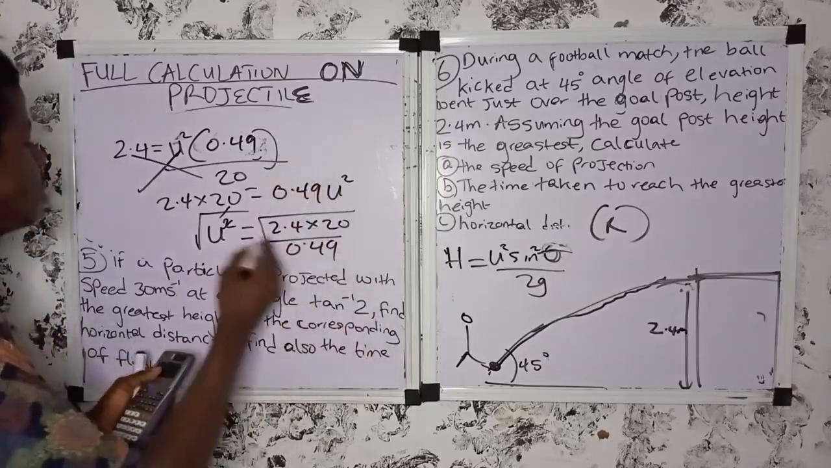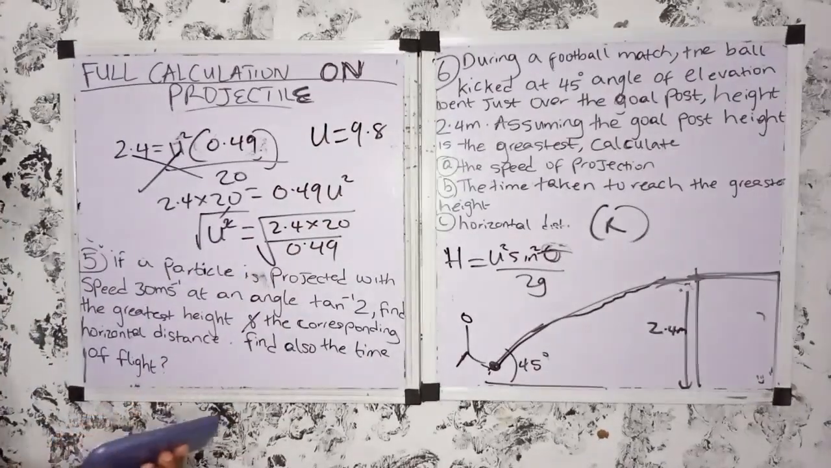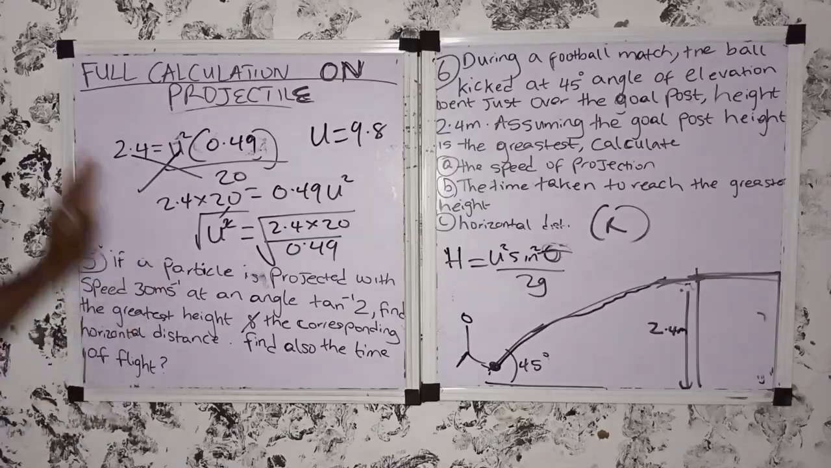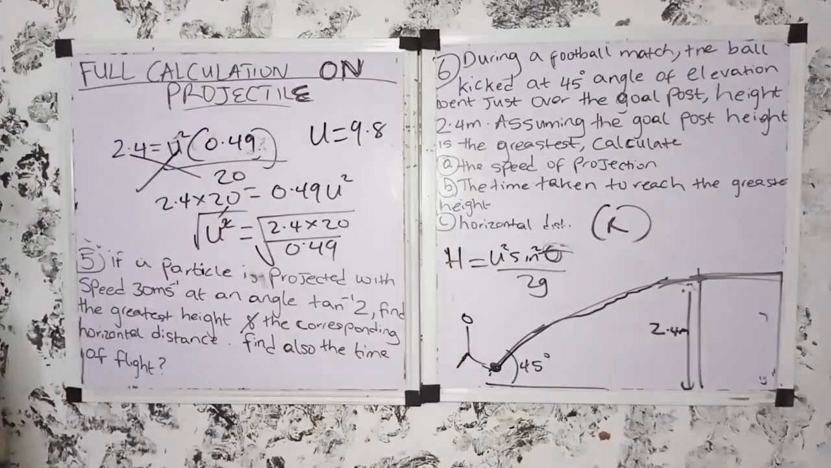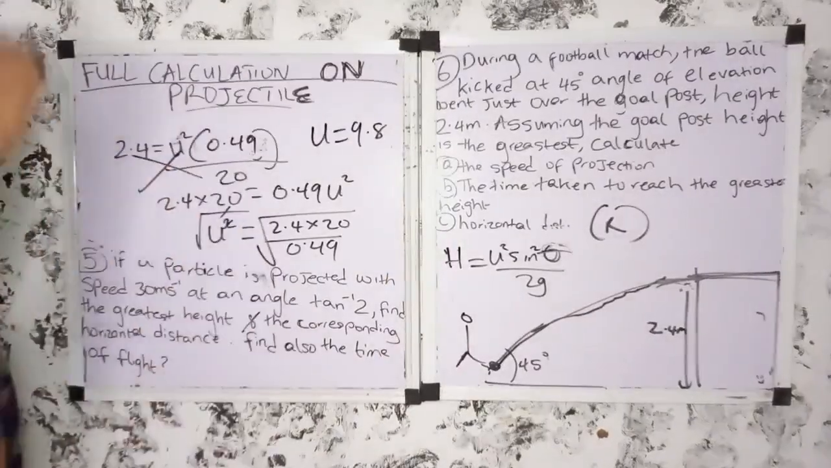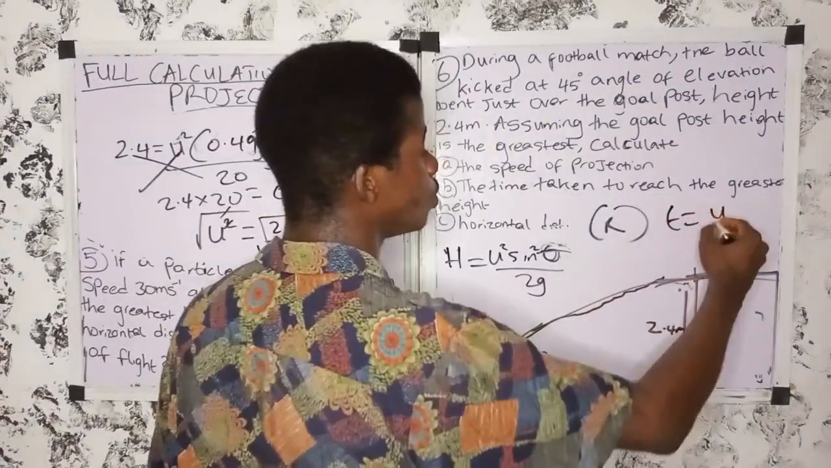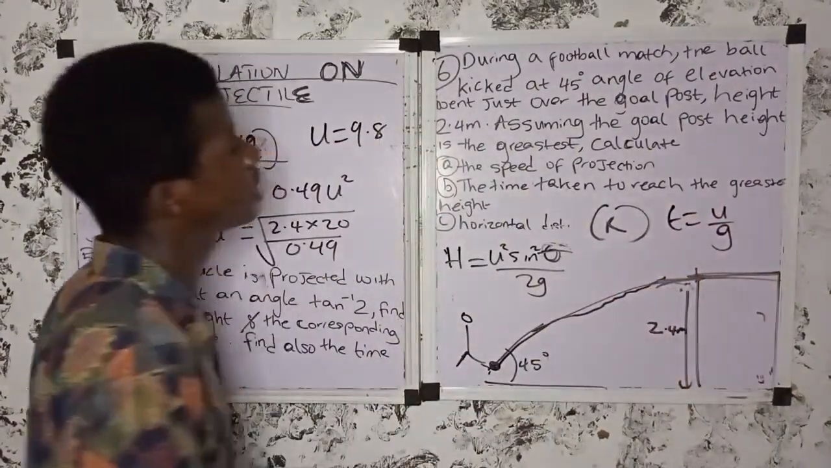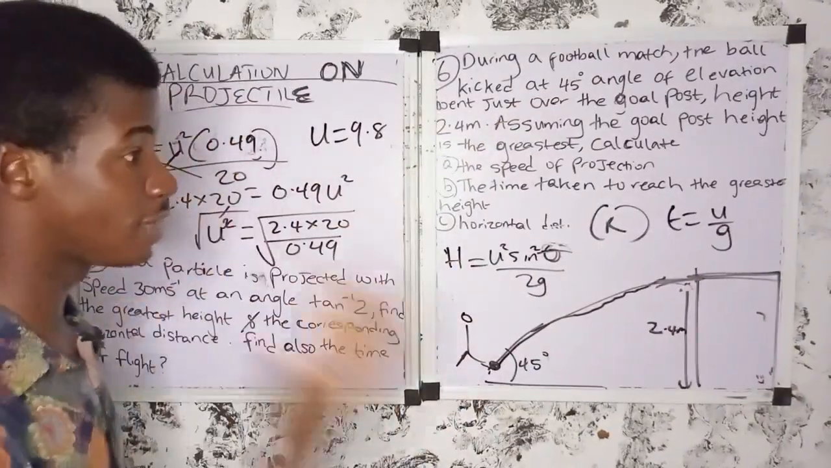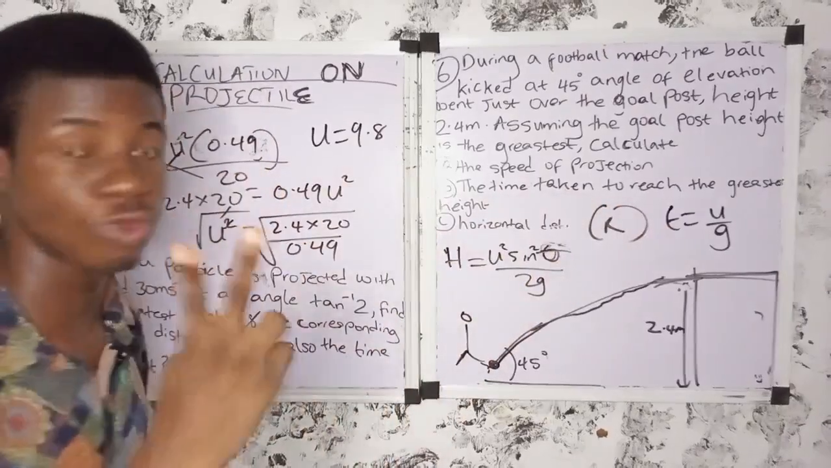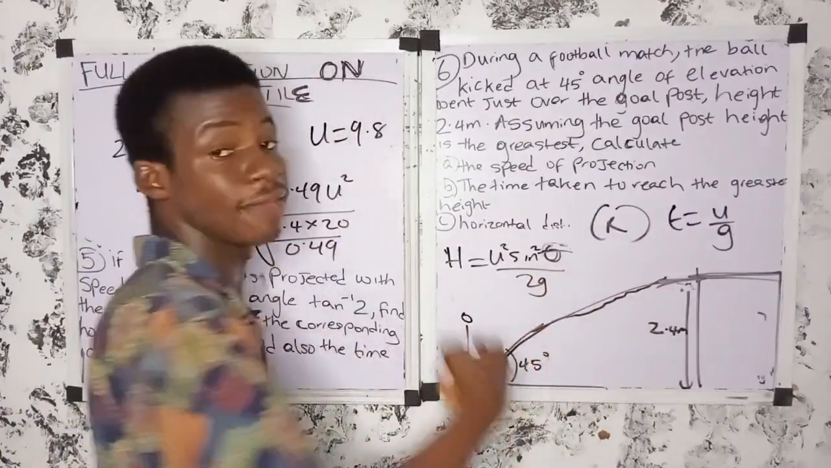So our velocity is 9.8. All right, that is the velocity of projection. Now let's worry about the time taken to reach the greatest height. That is time of flight, right? Time taken to reach the greatest height. So t is equal to u over g. Yes, t equals u over g. Since they involve angle, remember, in the previous video I gave you guys formulas for time of flight. Two formulas: one that involves angle, the other that does not involve angle. The one that involves angle is what?